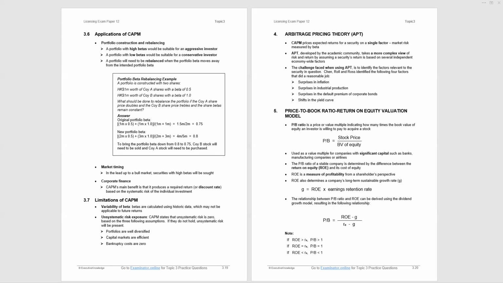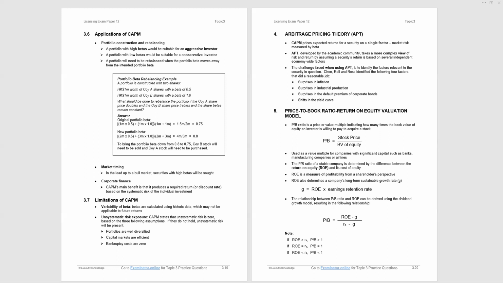So you're going to have to try and get it back down to 0.75. How are you going to do that? You will sell the higher beta stock, company B, and you will buy the lower beta stock, company A. And that's the type of answer that will be offered if such a question is set. Other applications of the capital asset pricing model: market timing. If you think there's a bull market coming, you should be investing in high beta stocks.